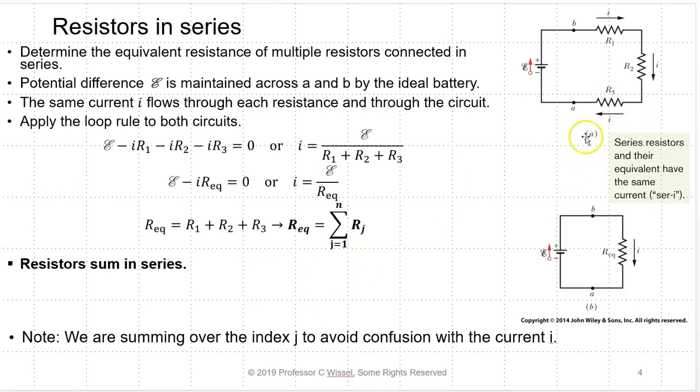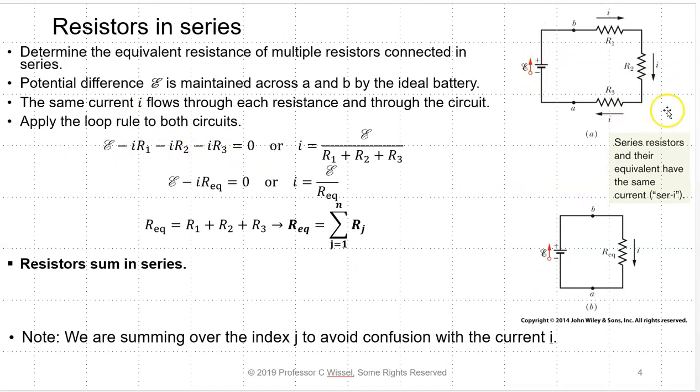We're using j as an index here because otherwise we get confused with I, which is the current. So now we're going to have this circuit. There are three resistors connected in series, and we want to find the one equivalent resistance that we could use to replace all three. Potential difference E is maintained across A and B by the ideal battery. The same current flows, because there's no place else for it to go, through each resistance and through the entire circuit. So this I equals that I equals that I. Okay, so we apply the loop rule to both circuits.